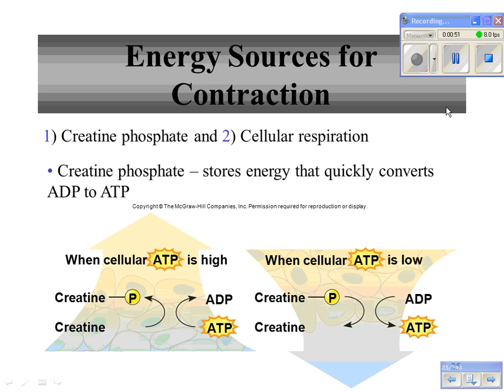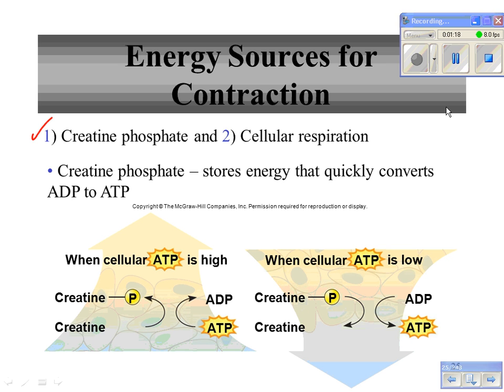So how does that happen? Well, there's a couple different ways. Some say 3, some say 2. Your book talks about 3 within the context of 2. The first one's called the creatine phosphate cycle. You've probably heard of creatine phosphate, or maybe of individuals taking creatine as a supplement to their workouts. Creatine phosphate is just a protein that we have.